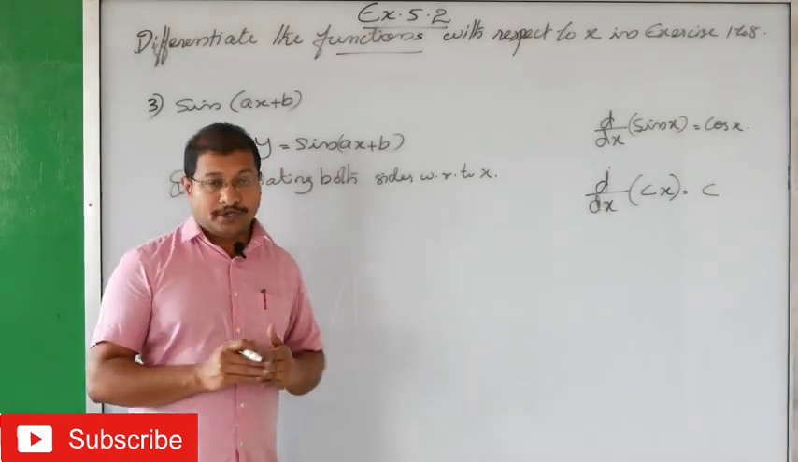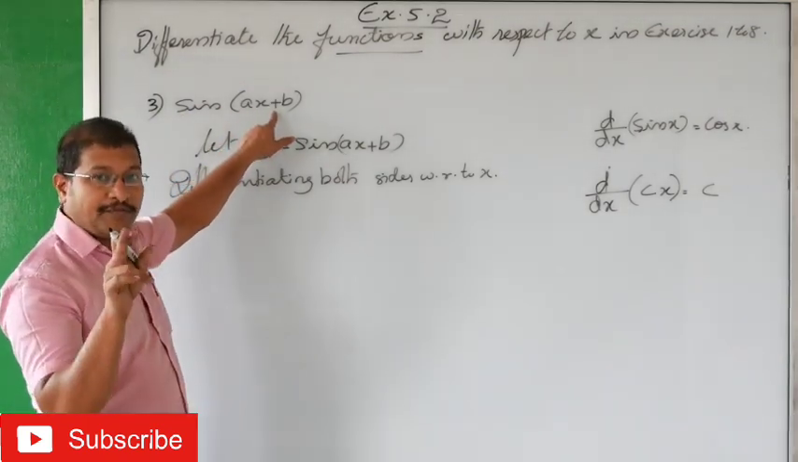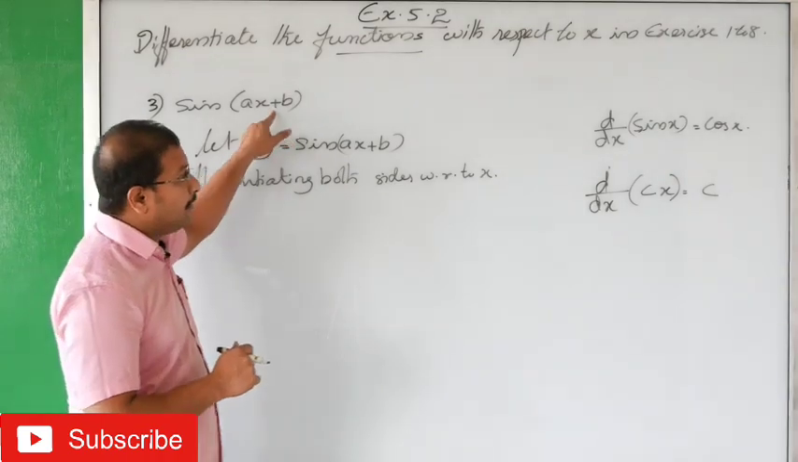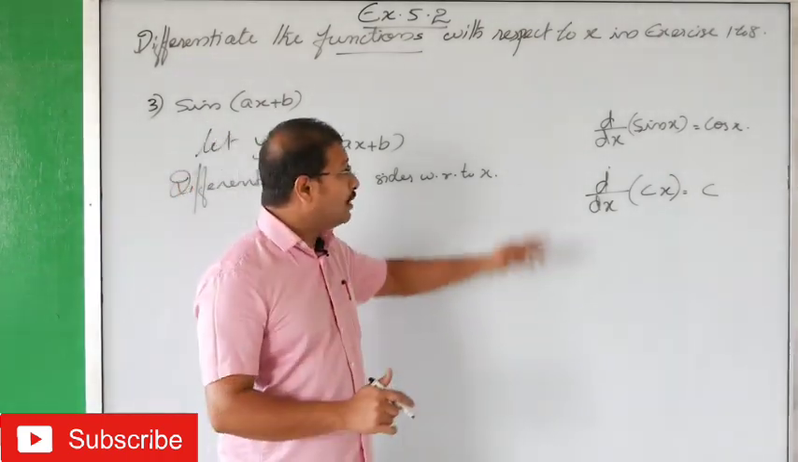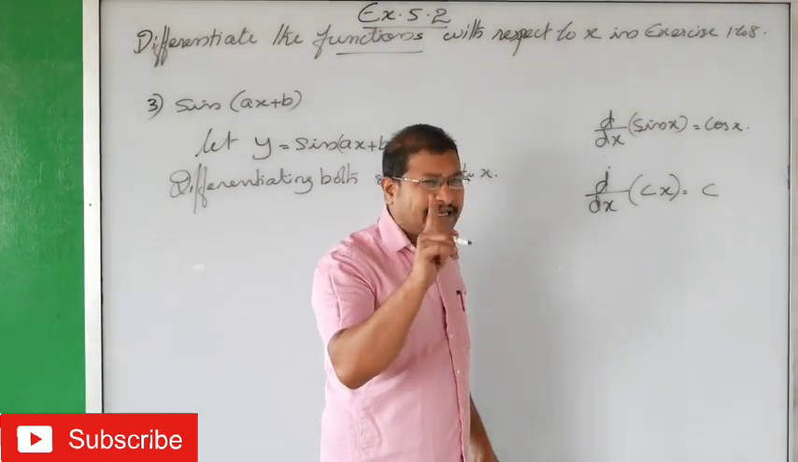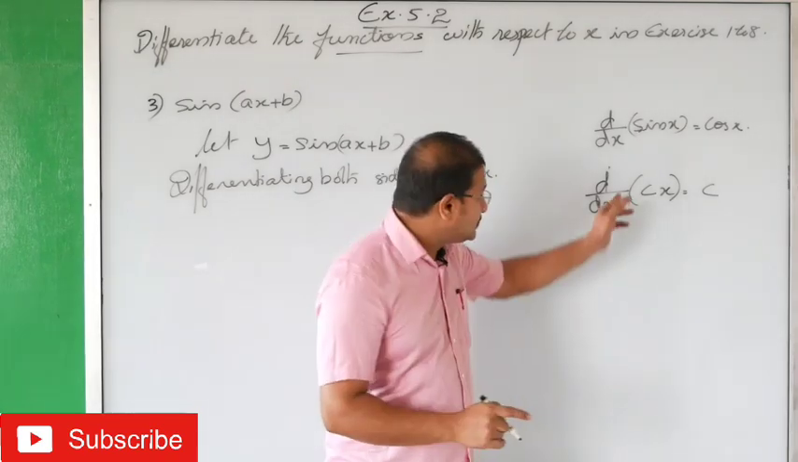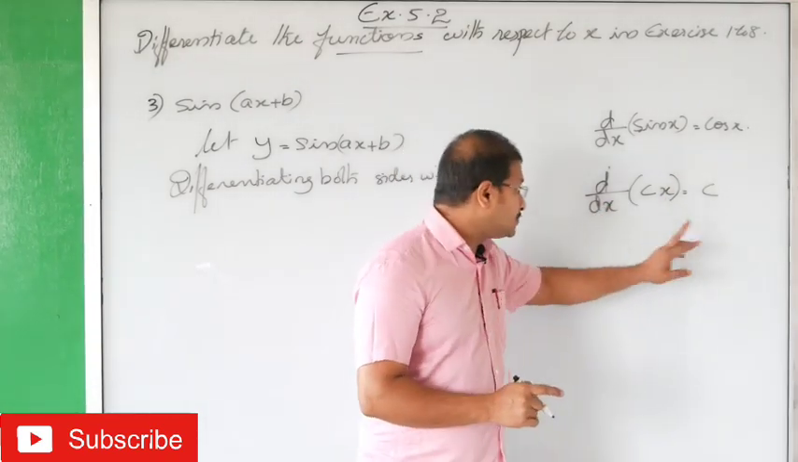Let's start the next question. Question number 3, sine of ax plus b. We have to take the differentiation. Ready? Now we have to know two equations. One is derivative of sin x equals cos x. The other is derivative of a constant into x, cx, equals that constant, x will be removed.